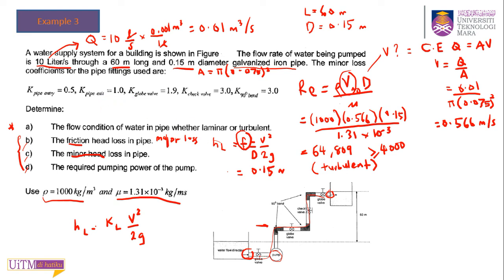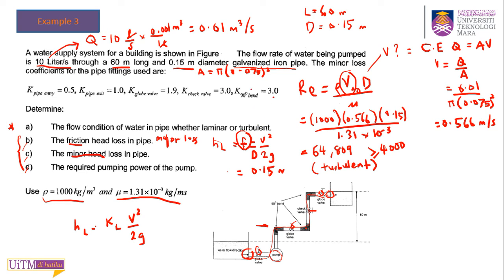And you have the globe valve, three globe valves, 1, 2, and 3. This valve has its loss coefficient as well, 1.9. And you have a check valve here, and this has another loss coefficient, 3.0. And you have a 90-degree bend, 1, 2, and 3. This bend also has a loss coefficient, and they give you the number 3.